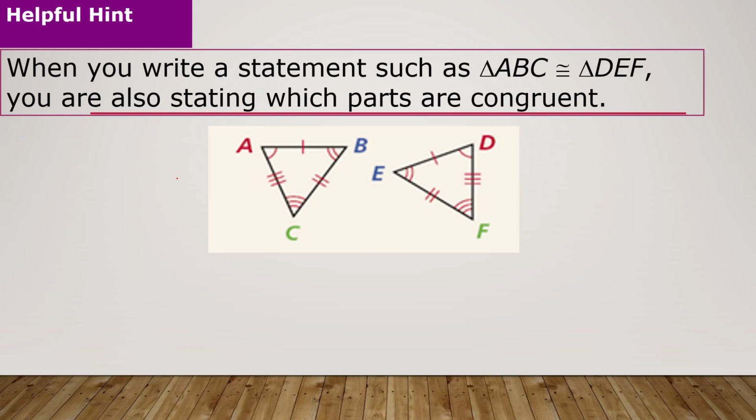So when we write a statement such as triangle ABC is congruent to triangle DEF, you're also stating which parts are congruent. We've already talked about this. So we are stating A is congruent to D. We are stating that B is congruent to E. We are stating that C is congruent to F. We are also stating that AB is congruent to DE. We're also stating that BC is congruent to EF. And we are also stating that CA is congruent to FD. And so we can put any combination of our letters together as long as we are correctly relating them with their corresponding parts.